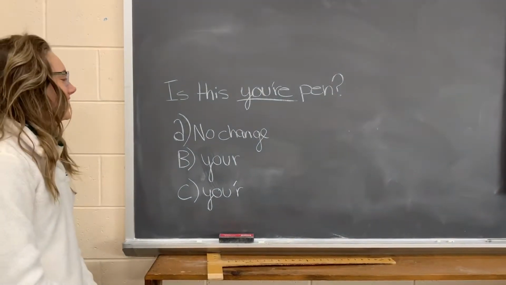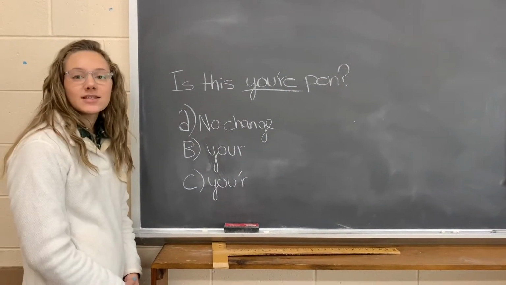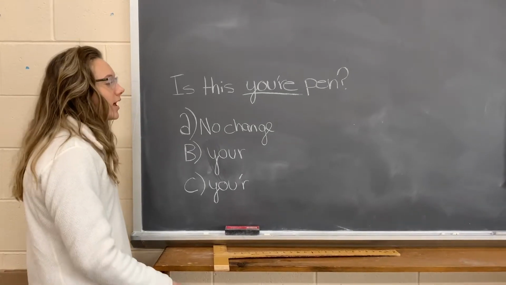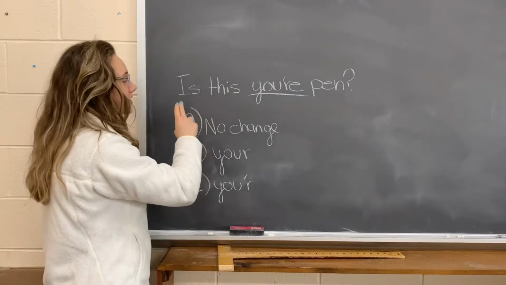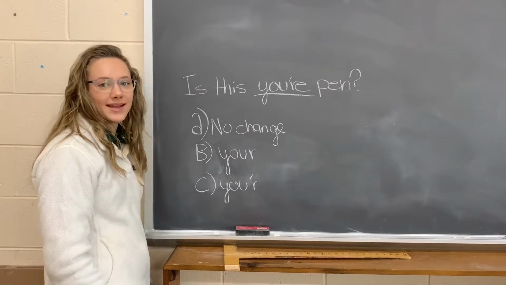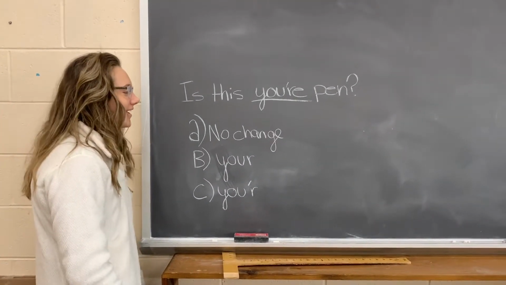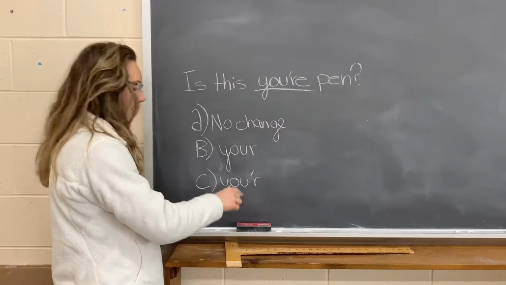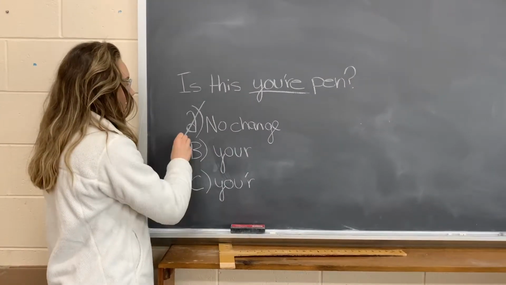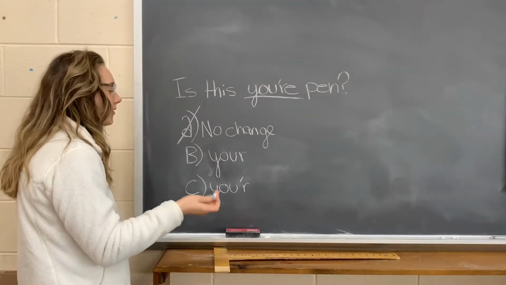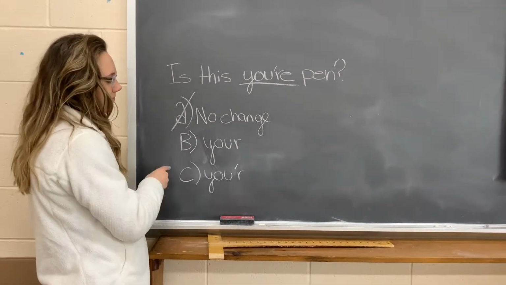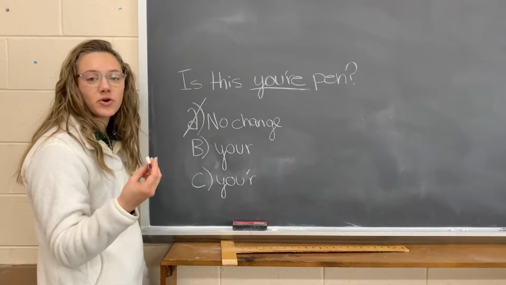So in this example, we are saying, "Is this your pen?" But the "your" used here is showing a contraction, so really we're saying, "Is this you are pen?" Okay, so this A is obviously incorrect because we know that saying "is this you are pen" is not right. Okay, but now we're going to look and say, how do we say "your" and show possession?